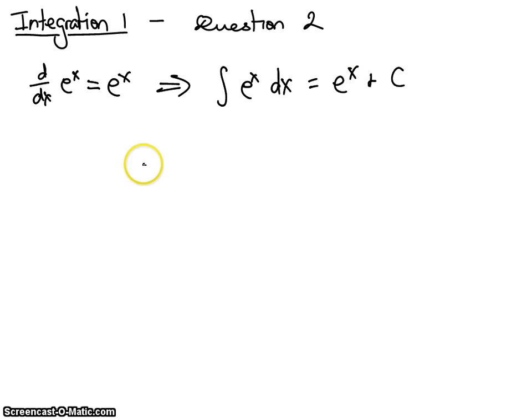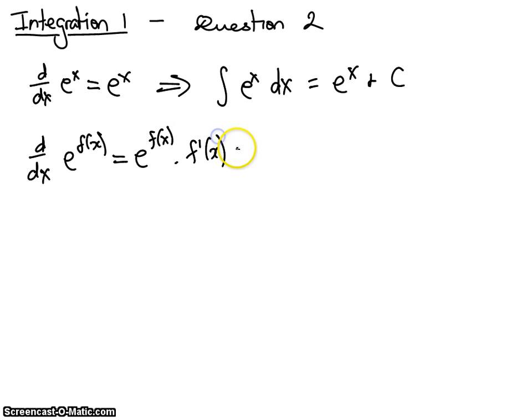The added difficulty with question 2 is that we're not always dealing with the exponential function on its own. We're sometimes dealing with the exponential of a different function of x. So if I had to differentiate d/dx of e to the f of x, what do I get? The chain rule tells me this is going to stay the same, e to the f of x, but then I'm also going to get an f prime of x coming down.